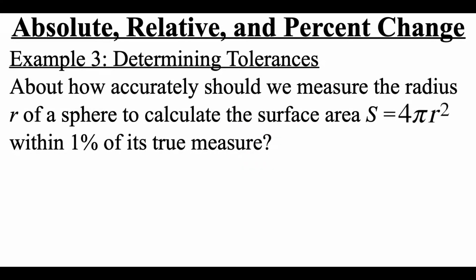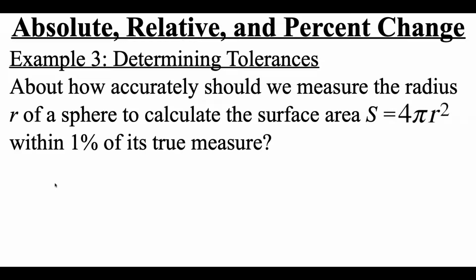Now in this example, we want to look at determining some tolerances. So we want to figure out about how accurately should we measure the radius of a sphere to calculate the surface area to be within 1% of its true measure. So we want any inaccuracies in our measurements to be small enough so that it doesn't have that big of an effect on the total change in that surface area, specifically that 1% difference.